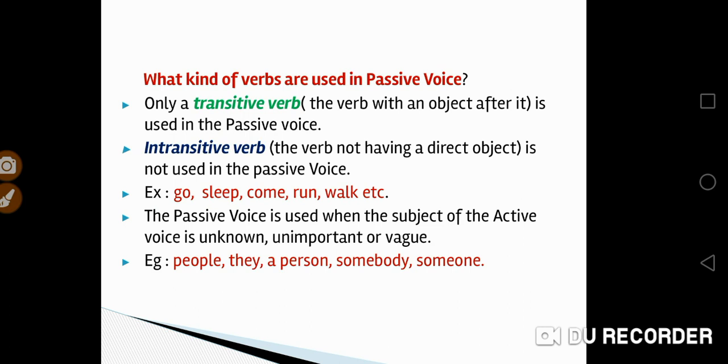The passive voice is used when the subject of the active voice is unknown, unimportant, or vague. Example, people, they, a person, somebody, someone.